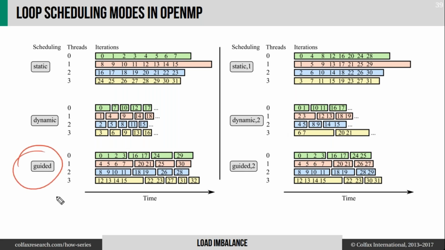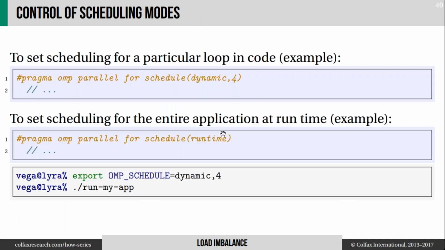The guided mode tries to expand the range in which you get the sweet spot. And it does so by first distributing large chunks of iterations, and as iterations go on, chunks become smaller and smaller. In this case, the chunk size is the minimal chunk size towards the end of the calculation.